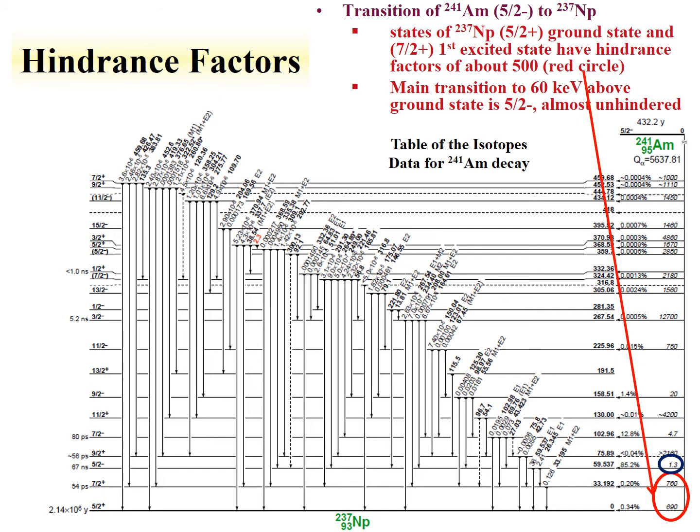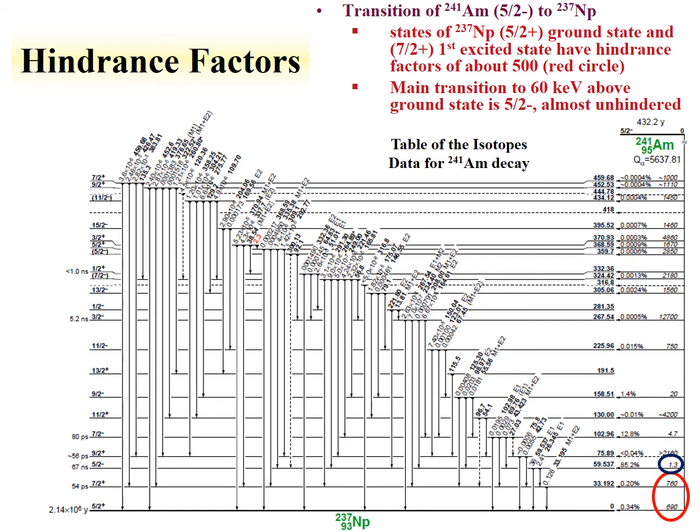americium-241 sits in a 5/2 minus state right there. And if we see that there's a 5/2 minus state right here, the main transitions go from that 5/2 minus state in the parent to the 5/2 minus state in the daughter. And these are practically unhindered transitions. We see the hindrance factor is just barely over 1.